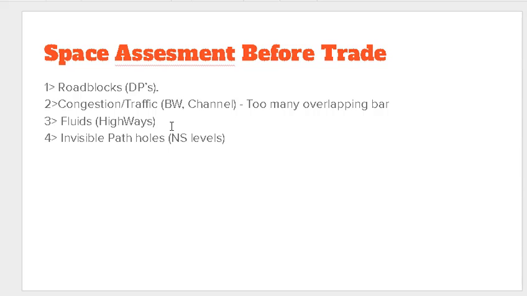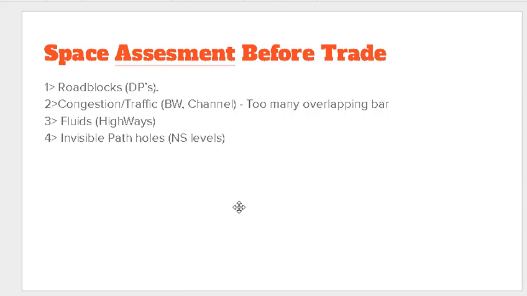And you have the fluids, which are nothing but areas where prices move very swiftly. We have discussed a lot of times in our earlier videos what fluids are and how to assess them. Just take a look at that. And we have the invisible path holes, which are nothing but Nifty spot levels. As said before in a few of my earlier videos, Nifty futures move as a mirror for Nifty spot. If the Nifty spot stalls somewhere, the Nifty futures also stall. And Nifty spot usually stalls at the BRN and round number levels.